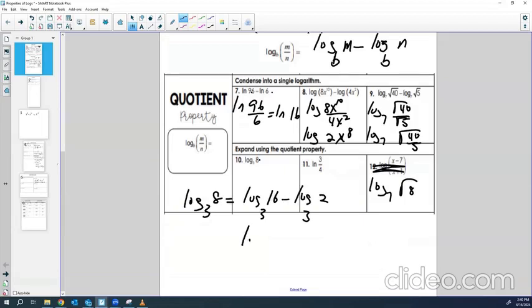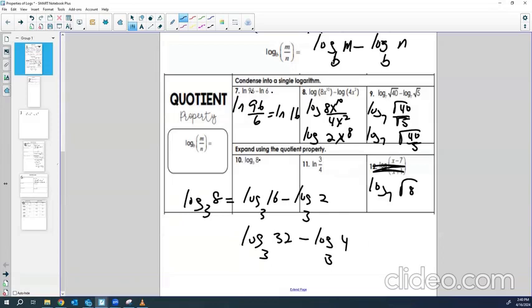Or I can use log base 3 of, okay, what did I say again? 32, 4 times 8 is 32. So log base 3 of 32 over 4. Different ways you can do that. All right, guys, so that was number 10.